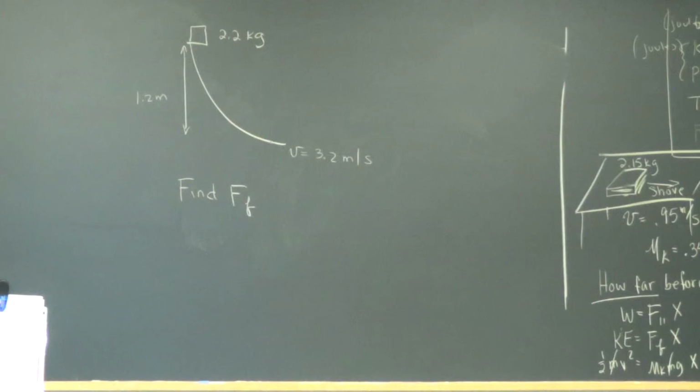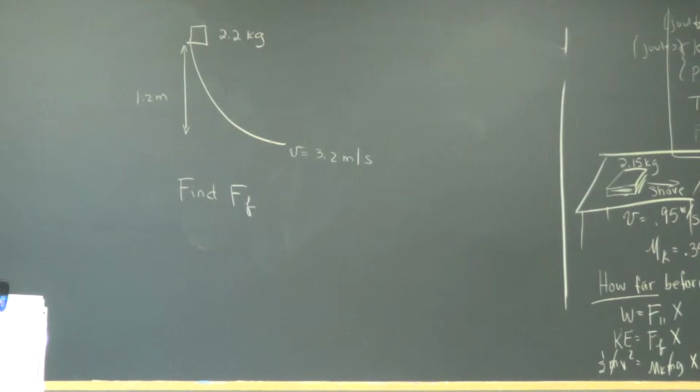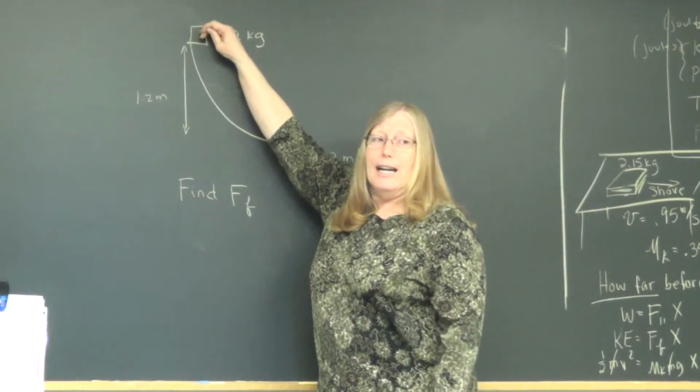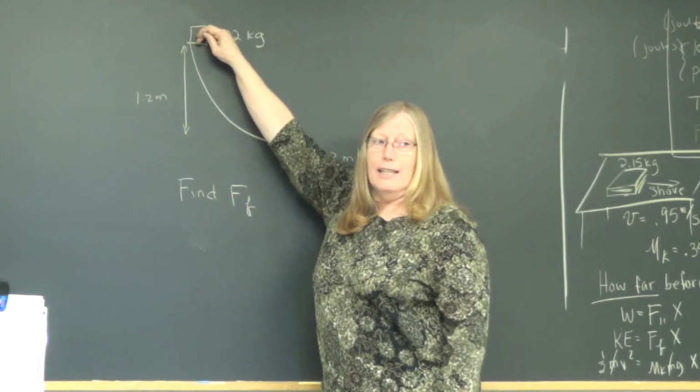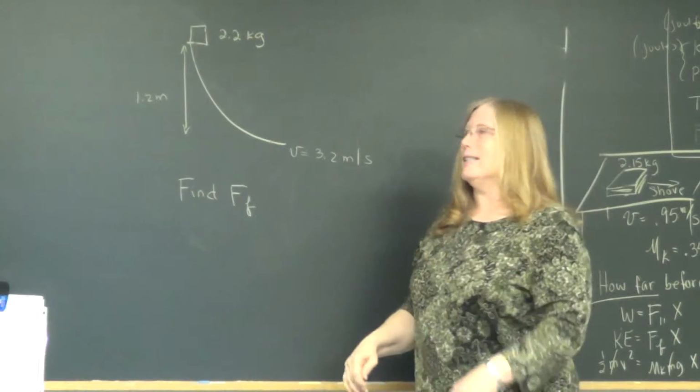So it's starting at the top, and it comes down to the bottom. We know the height, we know the mass, we know the velocity at the bottom. How could I find the force of friction on this one? Any thoughts? Will you need an MGH? Will you need a 1/2 mv squared? The answer is yes. What happens is, remember, when we start at the top, we have all potential, and we get to the bottom, it switches places.